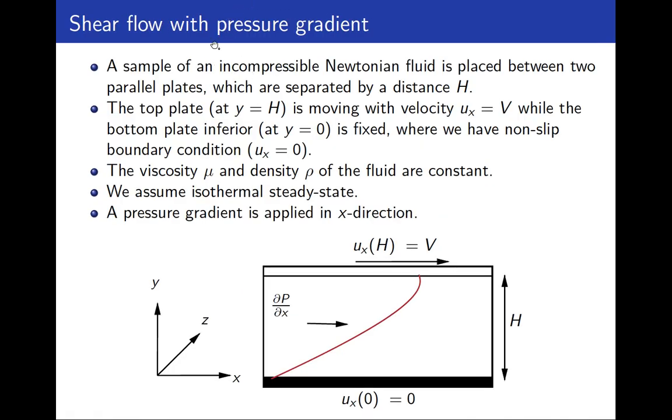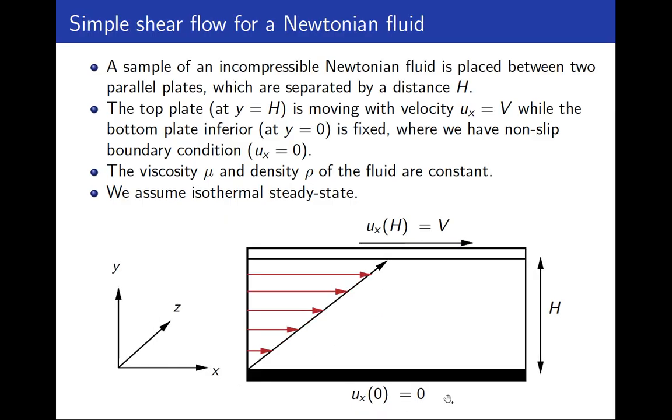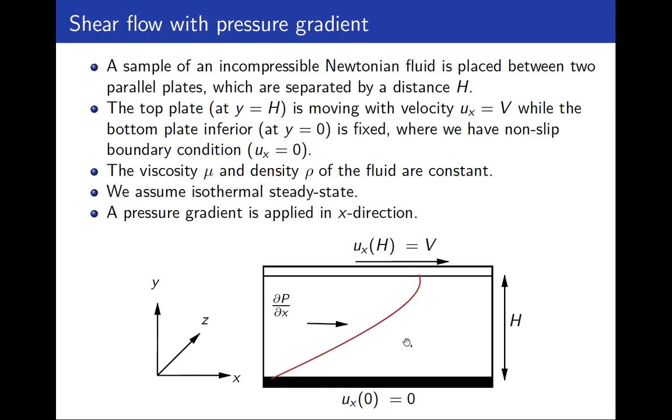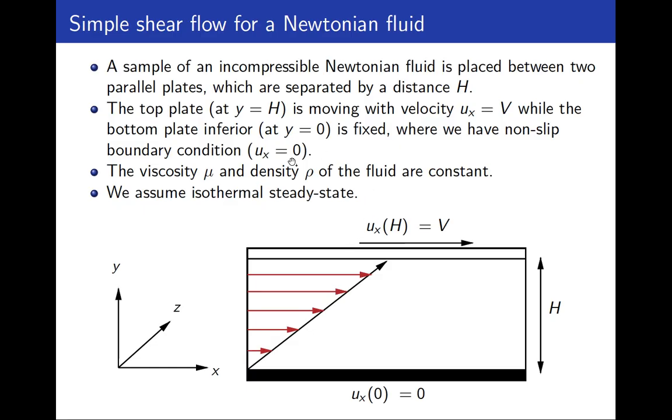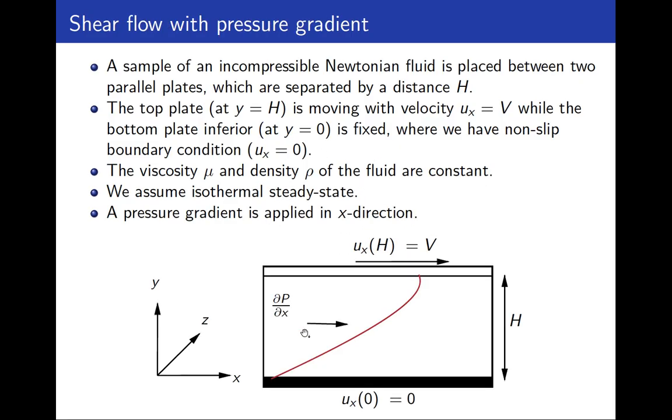We also want to solve the shear flow with pressure gradient. This flow is very similar to this case, but we will be adding an additional source of movement, which is a constant pressure gradient. That means that there is some sort of mechanical device here, for instance a pump, that is going to push the fluid in the x direction.